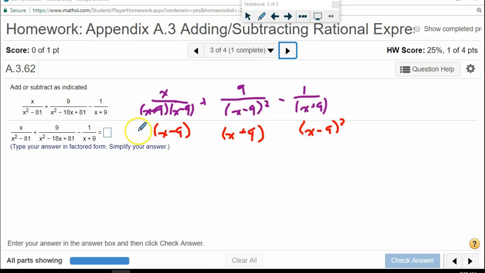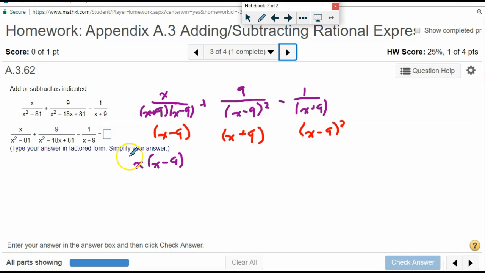So for the first fraction, remember you're multiplying this on top and bottom. So on top, I'm going to have x times x minus 9. So this will be my first numerator. For the second numerator, what I have on top was a 9. And I'm multiplying this one by an x plus 9. And then my last one, be careful, this is a minus sign. My last numerator was a 1, and it's being multiplied by x minus 9 squared.